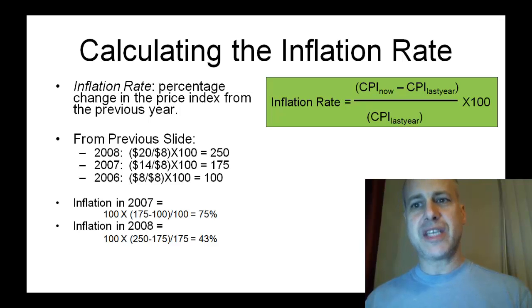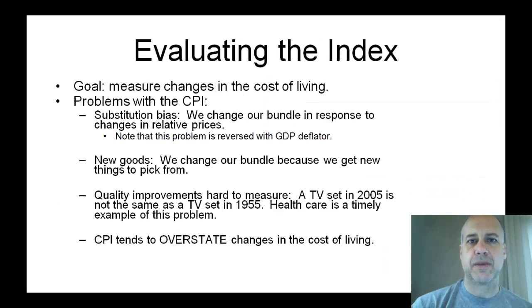In 2007, looking at the previous year, the index had climbed from 100 to 175. The increase then was 75 divided by our starting index value of 100, which means that in 2007 we had an increase of 75%, or an inflation rate of 75%. So in other words, to calculate the inflation rate, what we want to do is look at the change in the index divided by the starting value of the index and then multiply times 100 to convert it into a percentage.